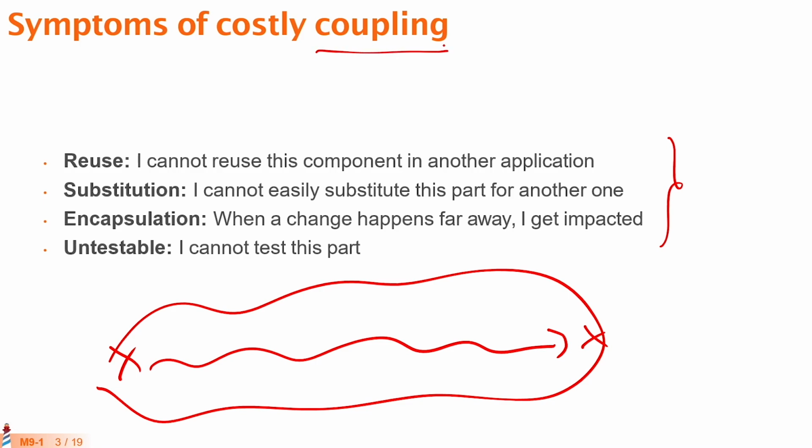So there is a coupling in some way in the system, and it is so strong that it is preventing us from evolving our system in some way, either by reusing, substituting, changing, or even testing our system.